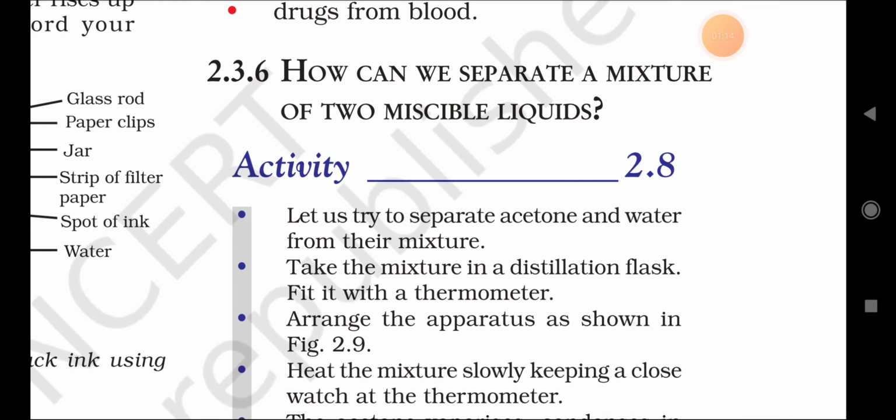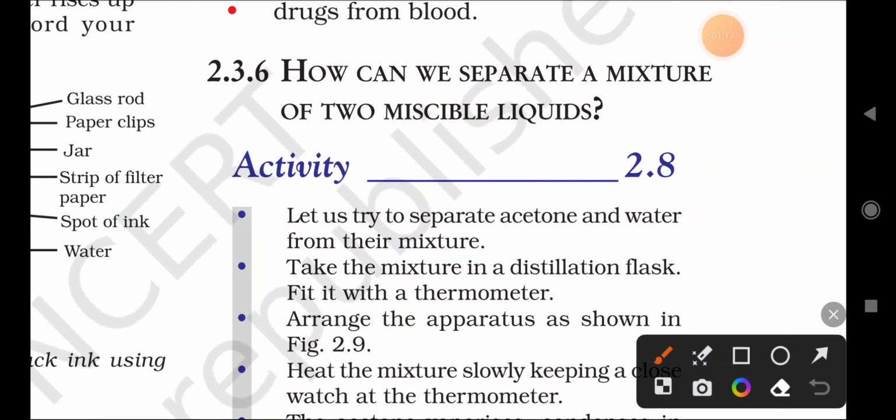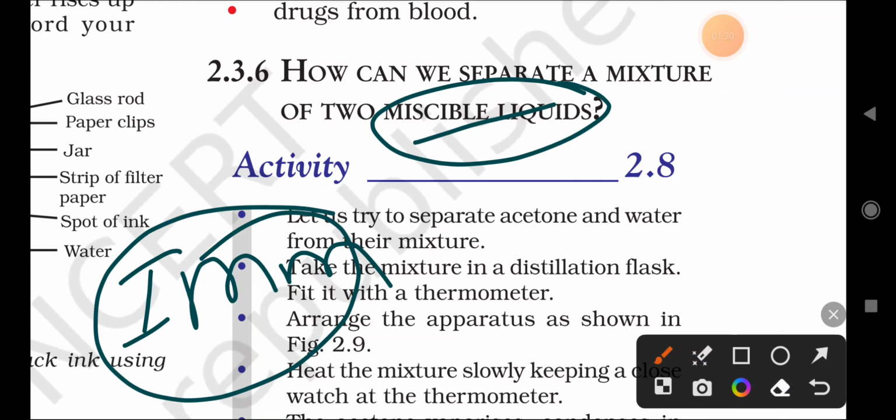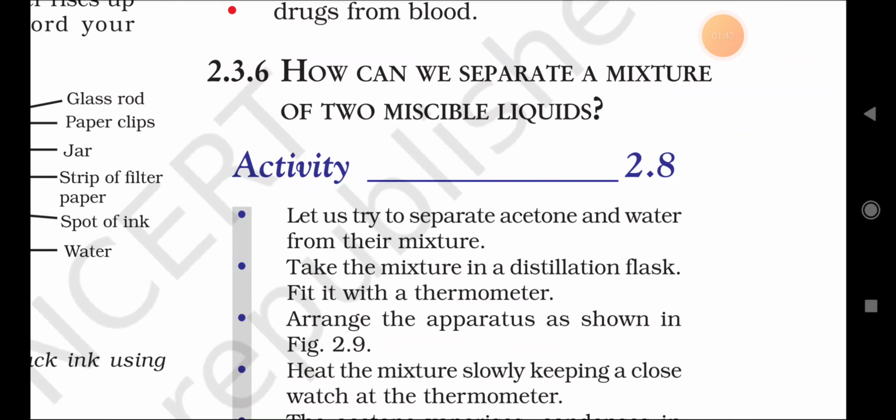Okay, next comes the separation of miscible liquids. In a previous video we discussed the separation of immiscible liquids. Now we'll discuss miscible liquids. Immiscible means the two liquids do not mix with each other. Miscible means the liquids mix with each other, so then how can we separate them?